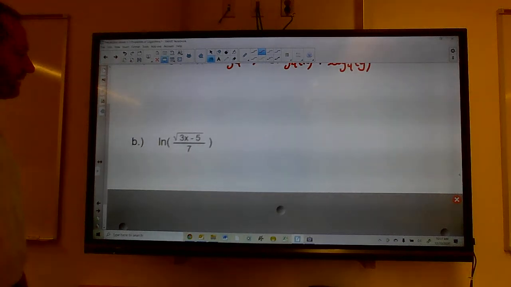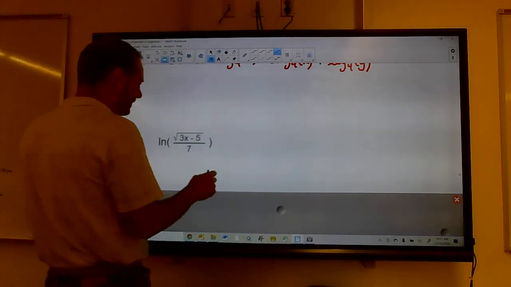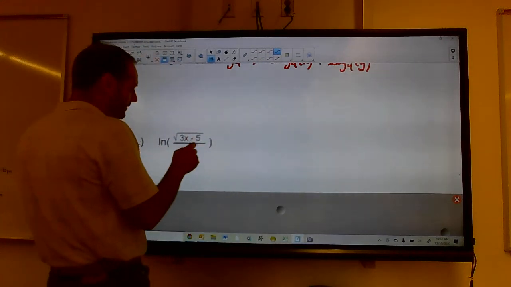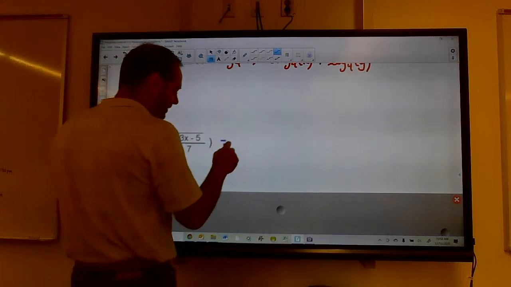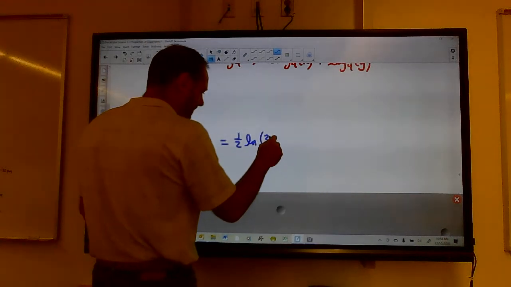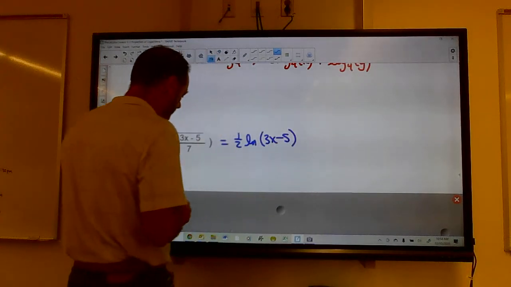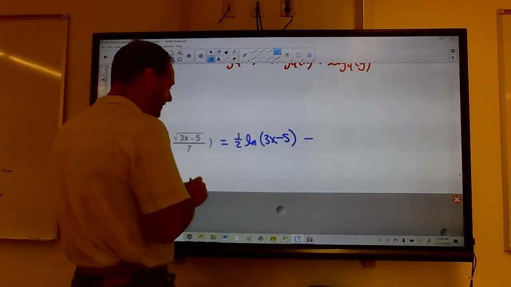Expand the natural log of the square root of 3x minus 5 over 7. Okay, so this is 3x minus 5 to the 1/2 power, so this is going to equal 1/2 the natural log of 3x minus 5, divided by, so that means minus the natural log of 7.